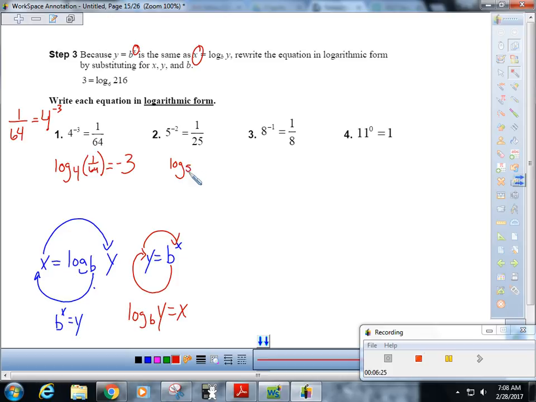So, we know that this one will be log base 5. Another way to remember this is that this right here is the base of the exponential function. Base 5 of 1/25 equals negative 2. That's the answer to number 2. Okay?